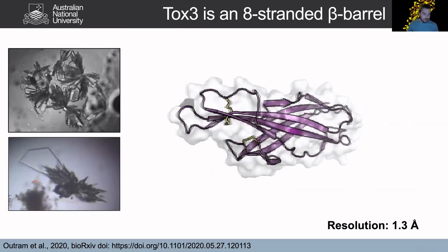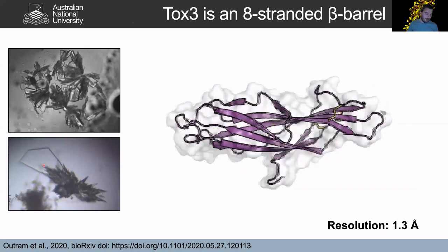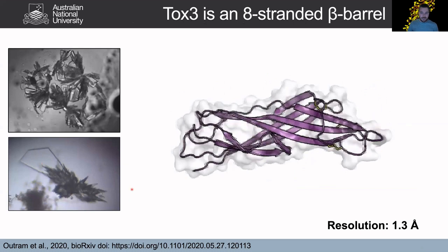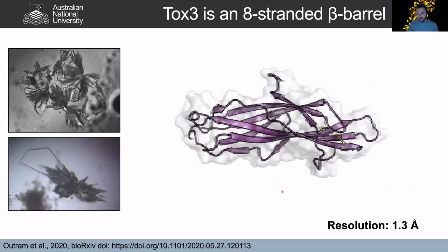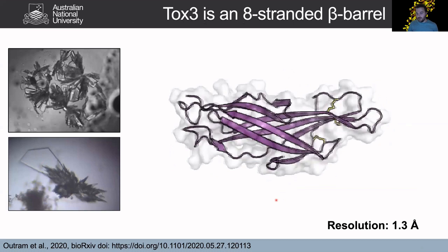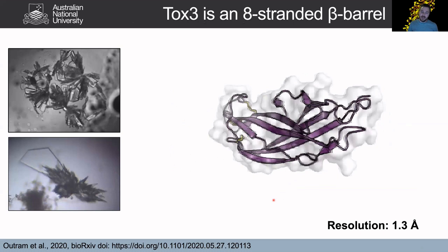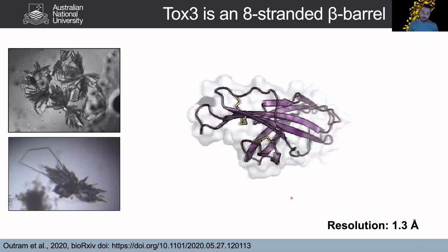So here's some, I like showing crystals because I think they're beautiful. This is a plate-like crystal of tox3. This is the structure. For any crystallographers out there, we used halide soak to solve this using bromide. And so this is the structure here.